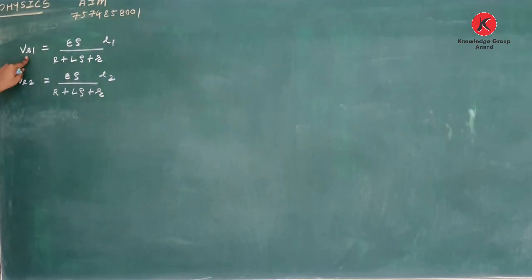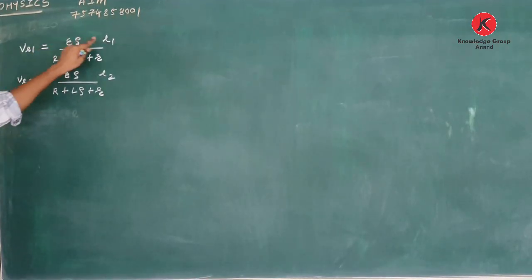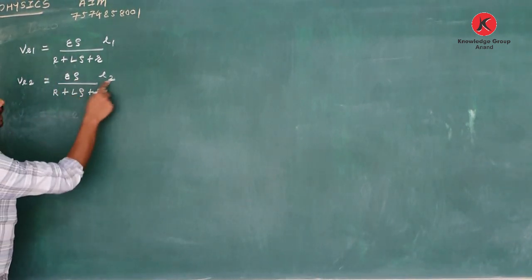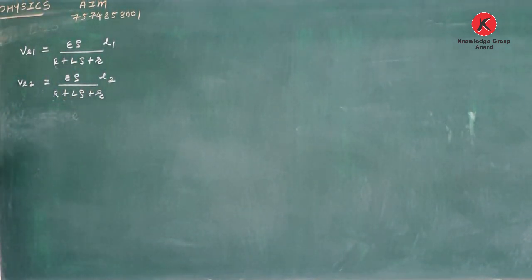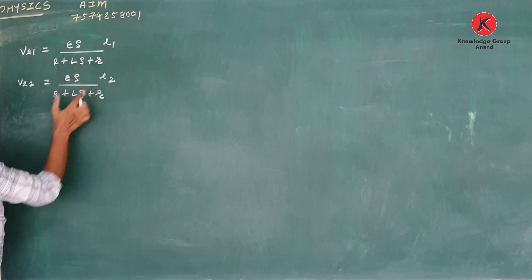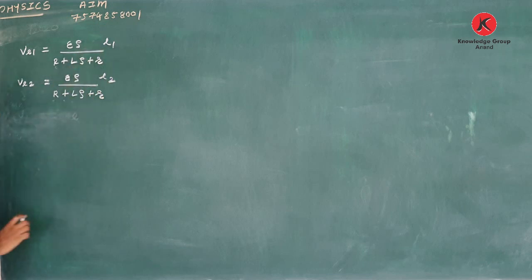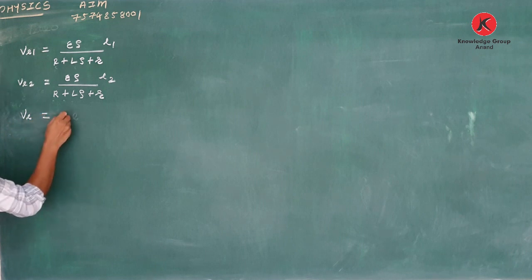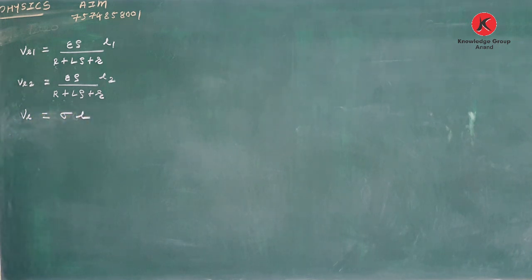See, VL1 is equal to E rho L1 upon R plus L rho plus R, and VL2 is equal to E rho L2 upon R plus L rho plus R. See this term E rho upon R plus L rho plus R, in both equations it is common. So I can replace this and write VL is equal to sigma L, where this sigma is called the potential gradient.